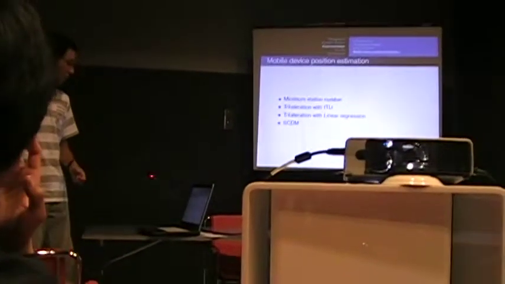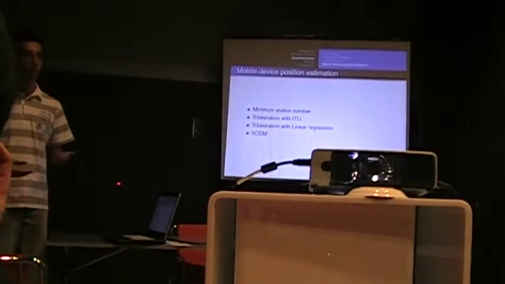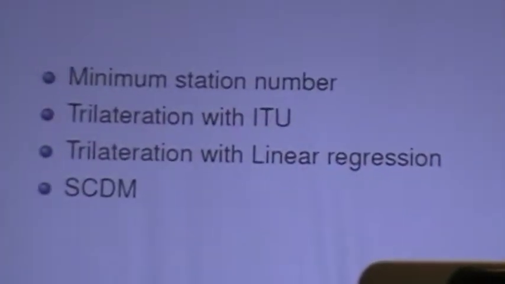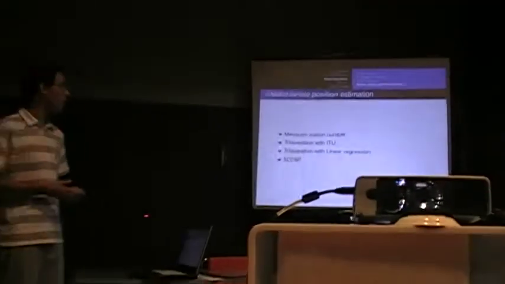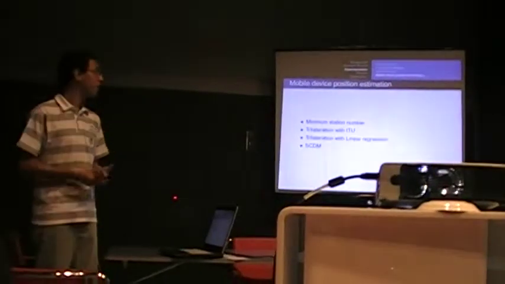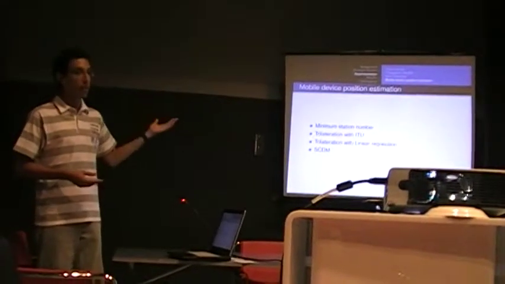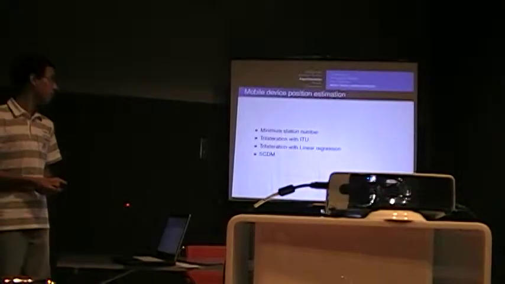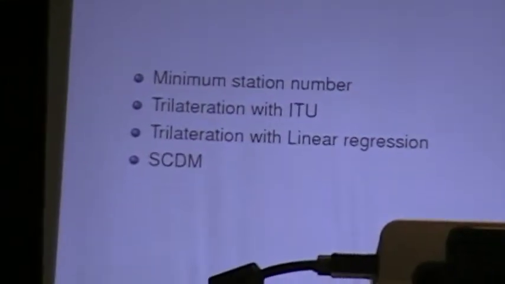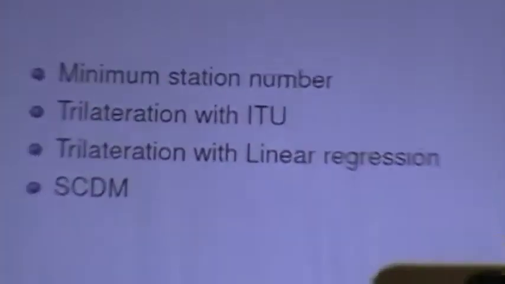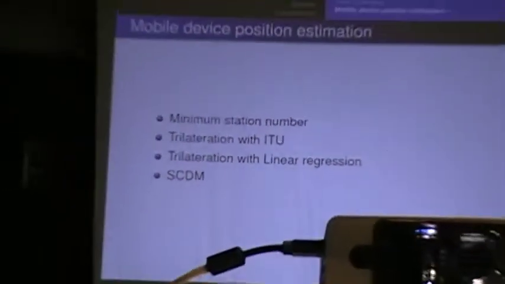So, once we have the data and the propagation models, we have to estimate the position of the mobile user. To do that, we consider a minimum station number that must detect the mobile user, which in this case is 3. And we use the trilateration method with the ITU model, trilateration with a linear regression, which I will show is the best regression that we could make, and the signal coverage density method, which is only for room level location and not coordinates level.